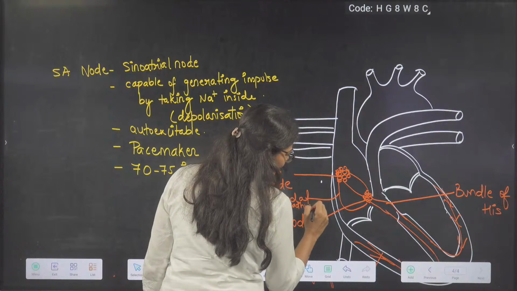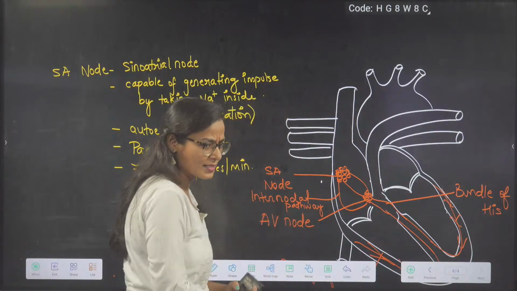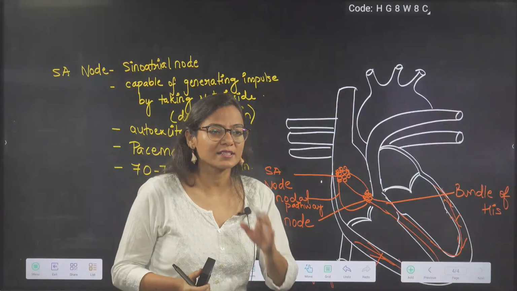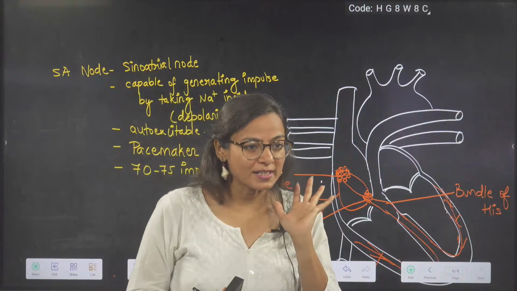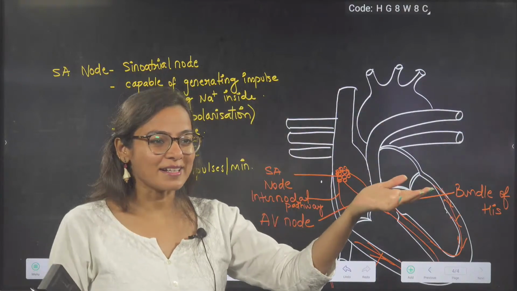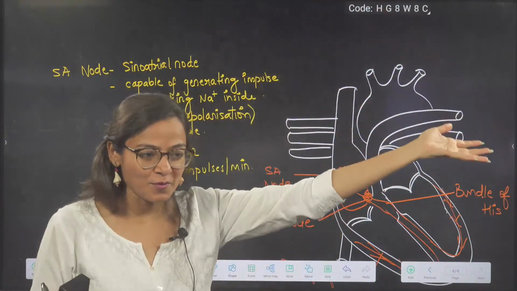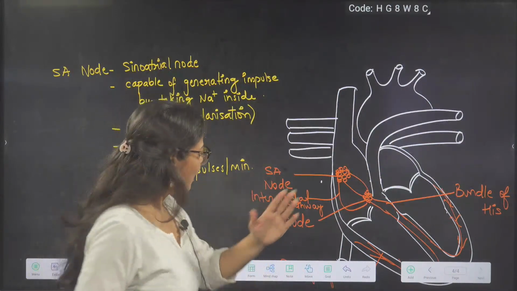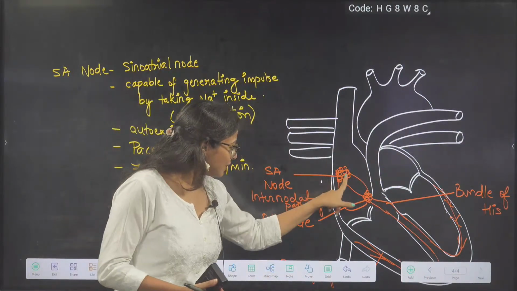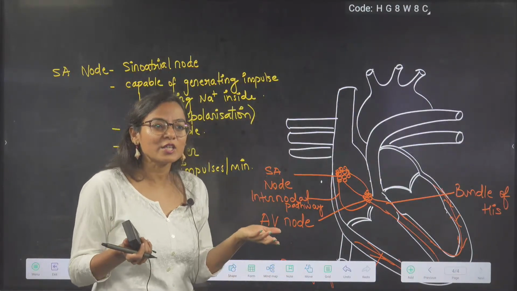Which indicates nothing. It just indicates that it is passing that message. Now, if your friend tells you a secret, you will tell the rest of the four. Those four will tell 8 people. Like that happens, right? Here also the same thing is happening. The SA node has generated the impulse.